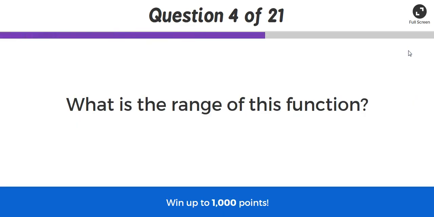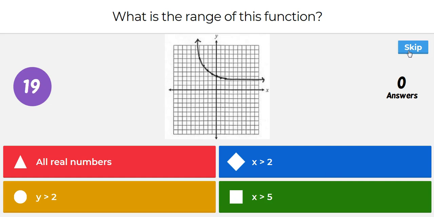Where the range is the y-axis, up and down, where the graph is up and down. And it goes up on and on forever, but it goes down and it gets closer and closer and closer to 2. So the y gets closer and closer to 2. The y is everything greater than 2, but nothing 2 or below.